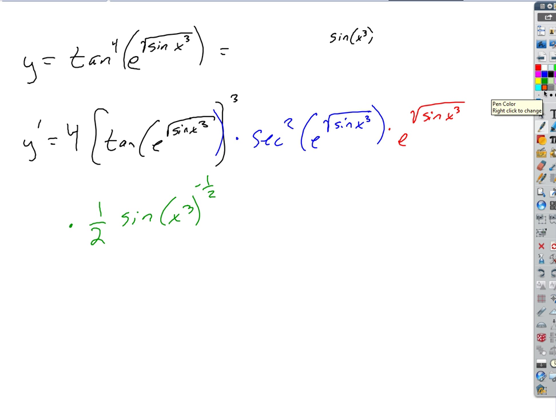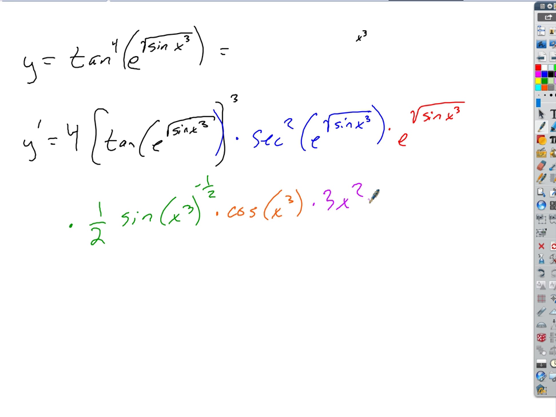Derivative of sine. The derivative of sine of something is cosine of something, which is an x cubed. And then finally, we peel away the sine, and we get to the last layer, which is 3x squared. So that's our derivative. We're done with the calculus.